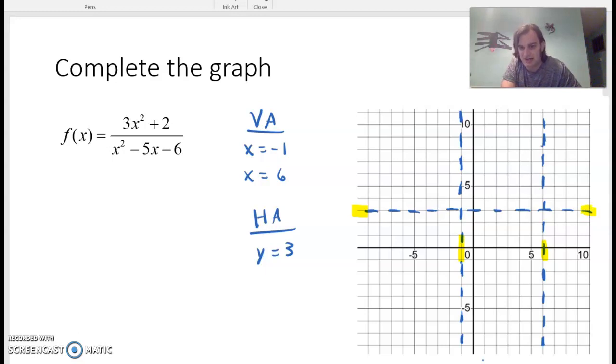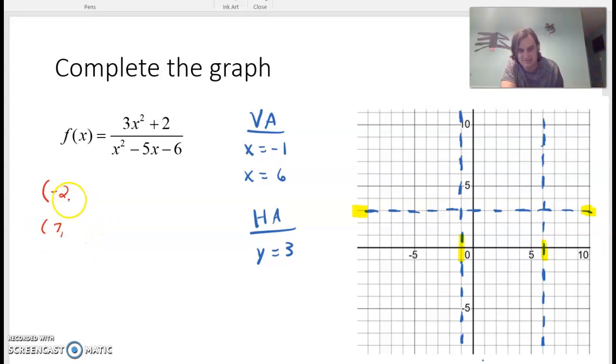But the question on that left and right hand side is, does it come to that horizontal asymptote from the top or bottom? So probably the best thing to do is just come along and pick a couple of points. I'm going to use my calculator. I want something to the left of -1, so I'm going to use -2. Okay, and I also want something to the right of 6, so I'm going to use 7.